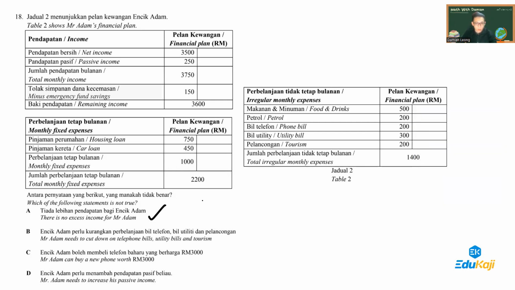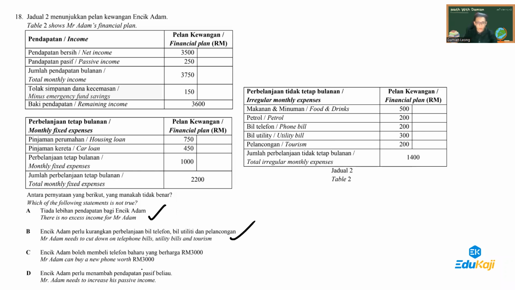Mr. Adam needs to cut down on telephone bills, utility bills, and tourism. Phone bill, utility bill, tourism. Probably phone bill can be a lot lower. Utility bill is possible to cut. Tourism definitely is something that can be cut. So let's consider this true.